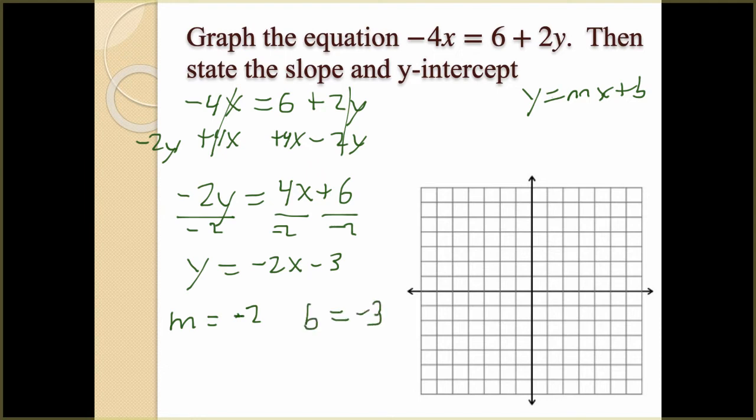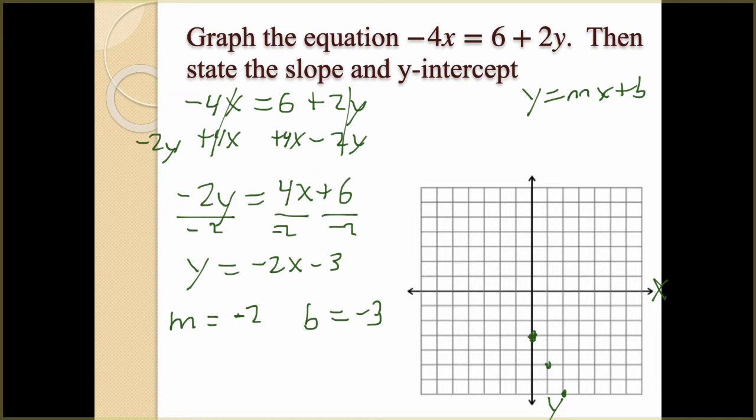So our y-intercept is negative 3, so we're going to go from our y-axis, we're going to go down 3. And then we're going to use our slope of negative 2 to go down 2 over 1, down 2 over 1.